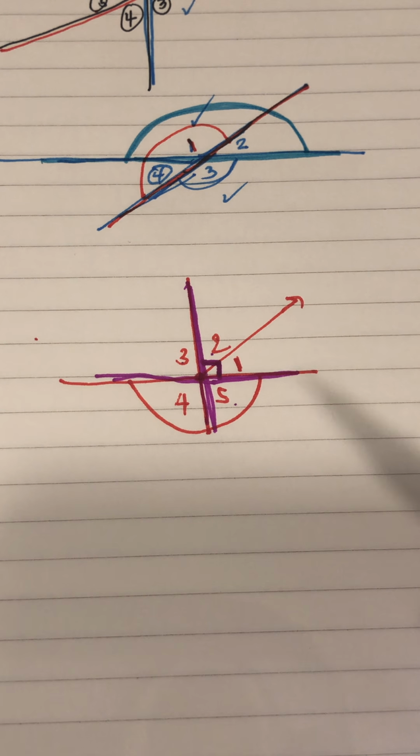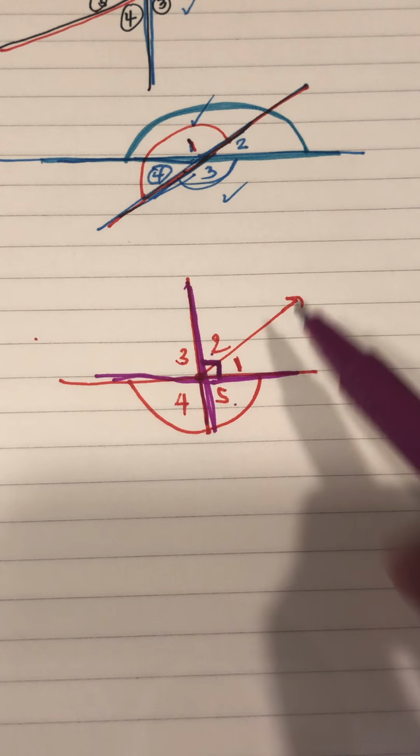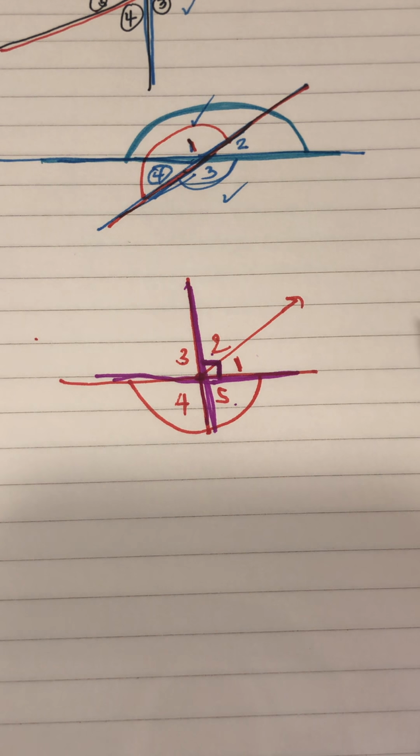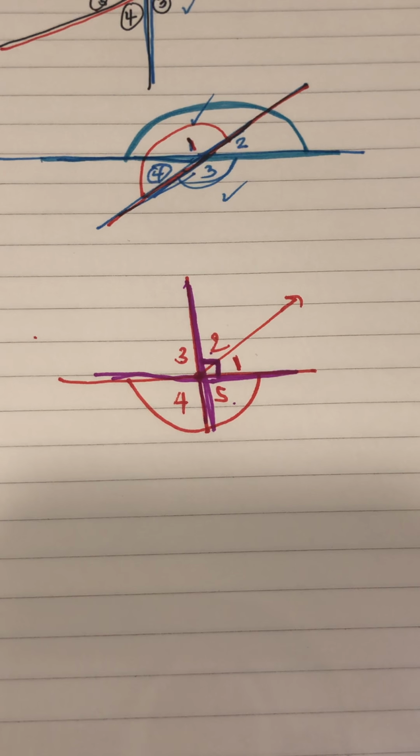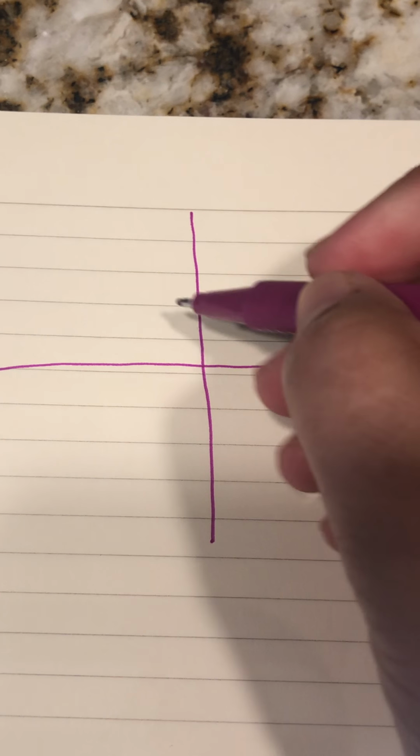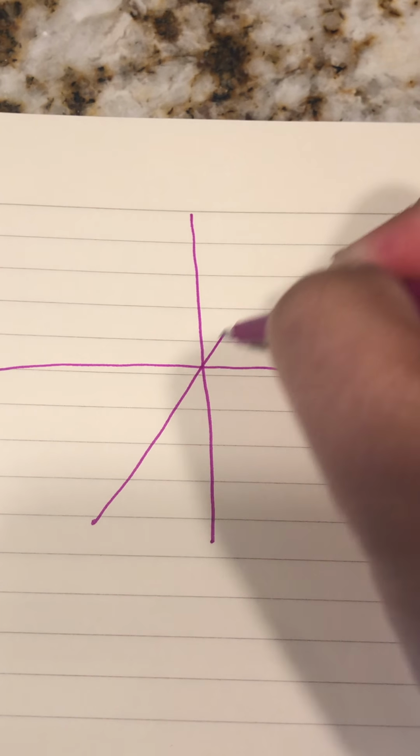So now I would say which are complementary pairs. That would be angle 1 and angle 2. Okay, so now let's get back to more practice exercise. Let's do another angle here. I like making it like this.